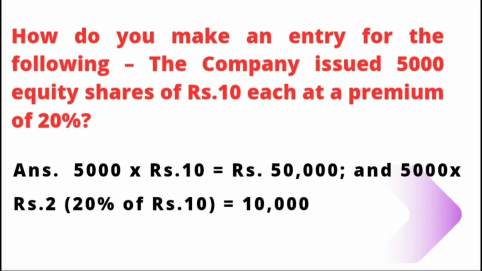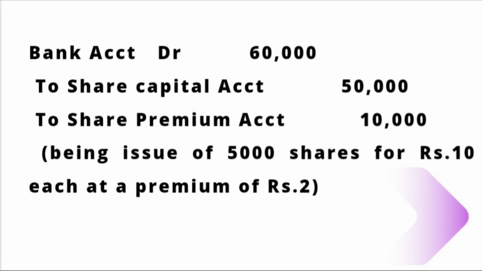How do you make an entry for the following? The company issued 5,000 equity shares of 10 each at a premium of 20%. This question is asked in written exam of a Genpact interview. Answer: 5,000 into 10 rupees is 50,000, and 5,000 into 2 rupees, 20% of 10, that is 10,000. So entry will be bank account debit, what is received, 60,000 rupees total, to share capital account 50,000, to share premium account 10,000. The narration should be being issue of 5,000 equity shares for 10 rupees each at a premium of 2 rupees.